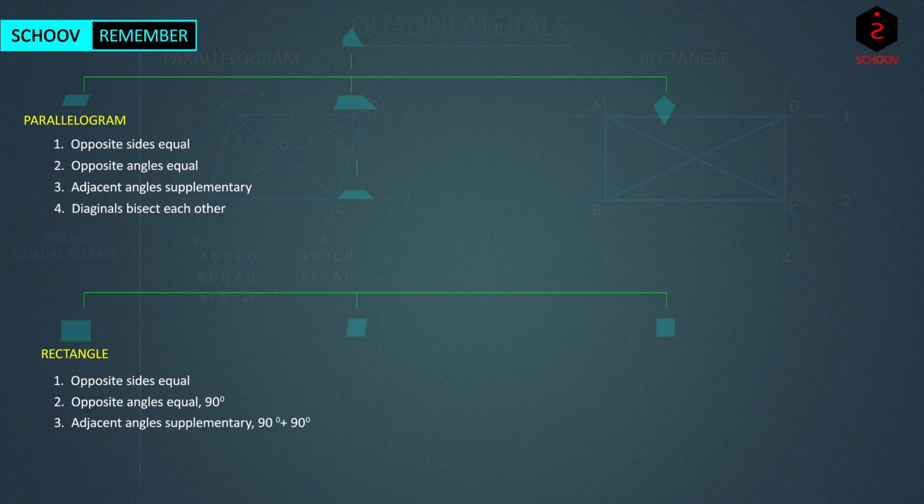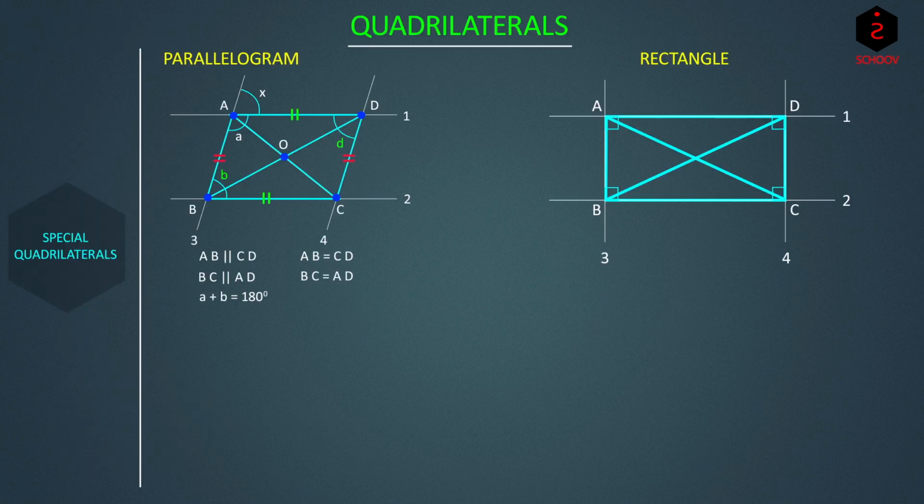Adjacent angles are supplementary, 90 plus 90. Diagonals bisect each other and diagonals are equal. Now let's move on to rhombus.